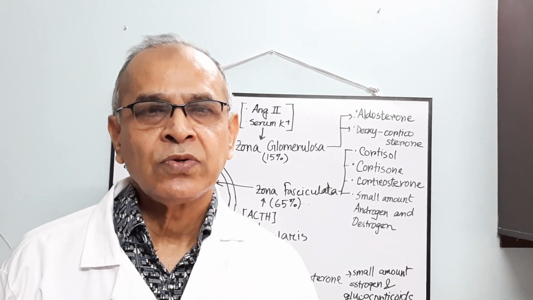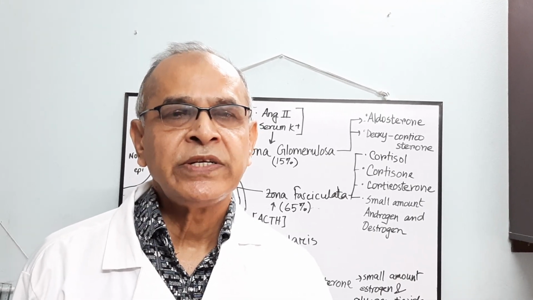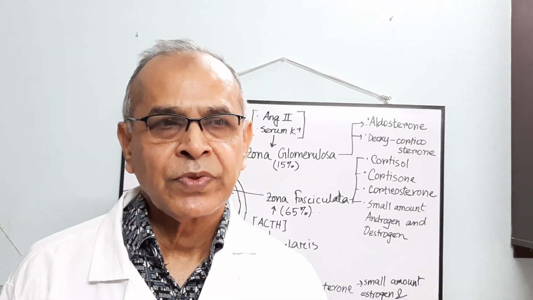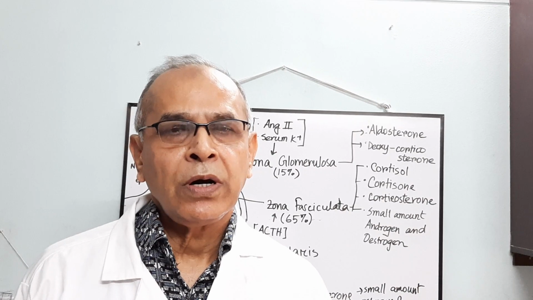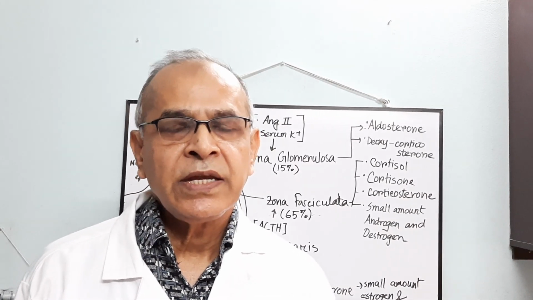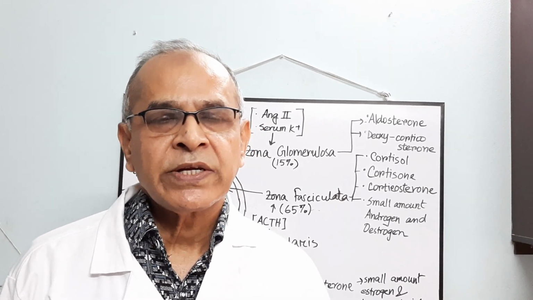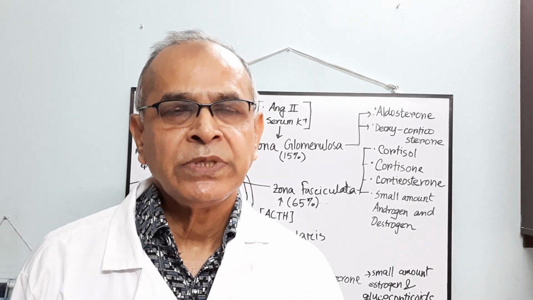Today I would like to talk about the adrenal gland. There are two adrenal glands, one on each side of the lumbar vertebra, each on the upper pole of the kidney. The adrenal gland, another name is suprarenal gland, is about triangular in shape, having a weight of 5 grams each.